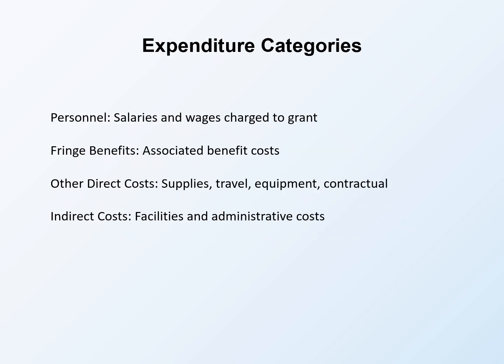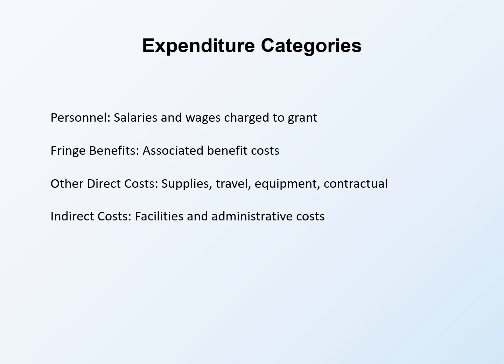Expenditures are typically reported and tracked by category. Understanding these categories supports accurate reporting and budget management. Personnel includes salaries and wages charged to the grant. This is often the largest expenditure category. Personnel costs should align with effort certifications and approved budgets. Report actual personnel expenditures for the period.